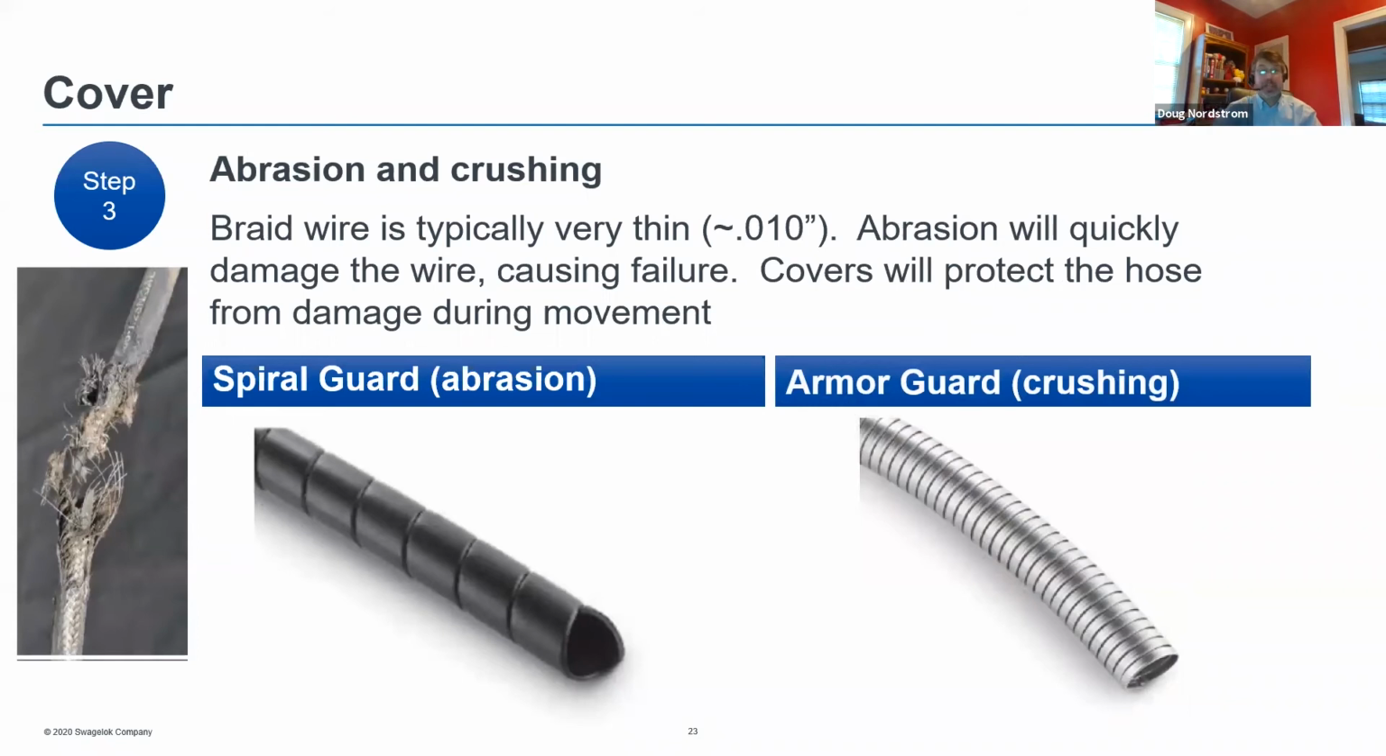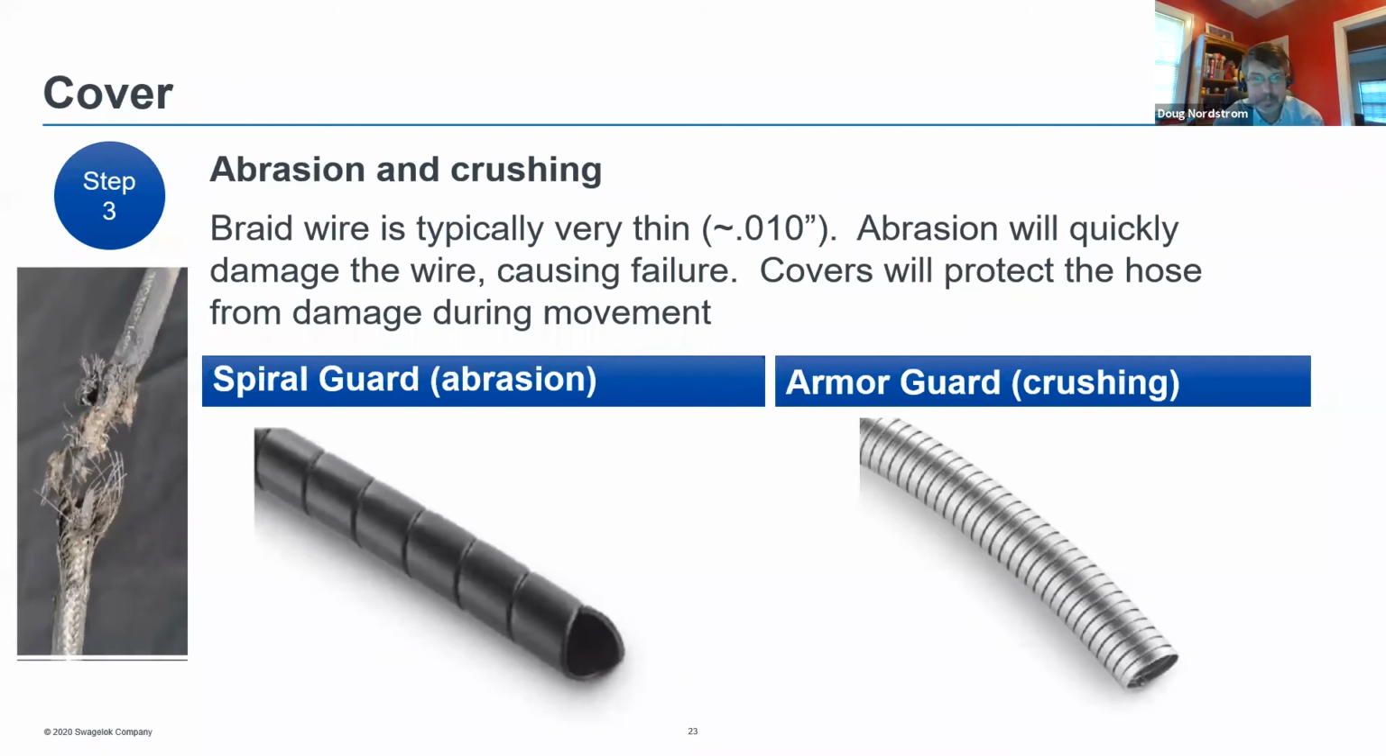The next is to protect the hose, abrasion and crushing. On an extreme case, you see the picture on the left. Obviously, that hose is junk now, but before it got to that level, as those braid wires start to break, they can be very dangerous. They're, again, very thin wires and can cut people. But obviously, something was rubbing up against that hose, and with some protection on the outside of the hose, maybe this could have been avoided.